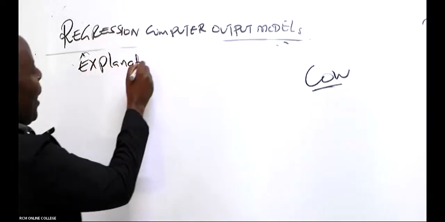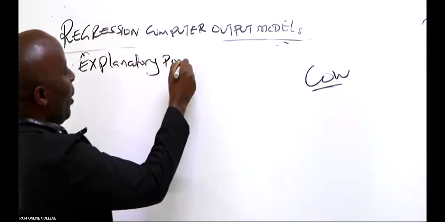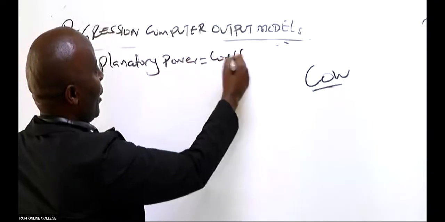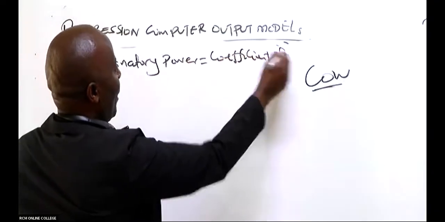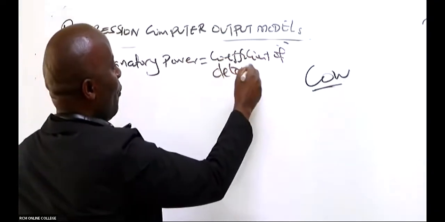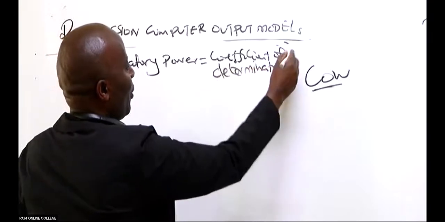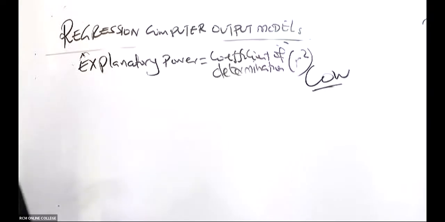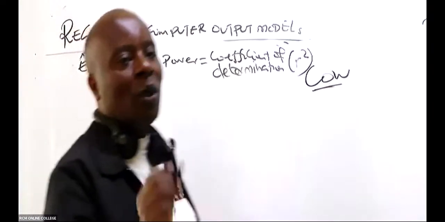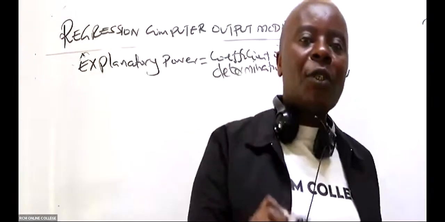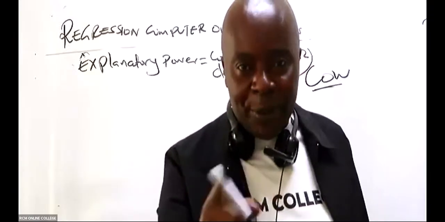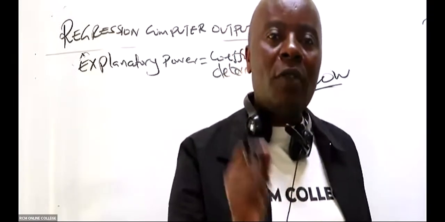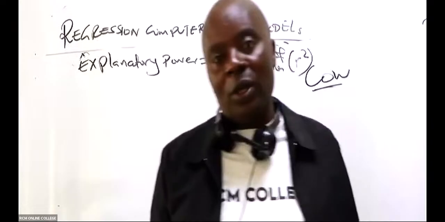Explanatory power is the coefficient of determination, which is our R squared. You see, in most questions, the examiner will always give you this R squared and then ask you to interpret. But now here he has not given us this R squared, it is asked to calculate it.